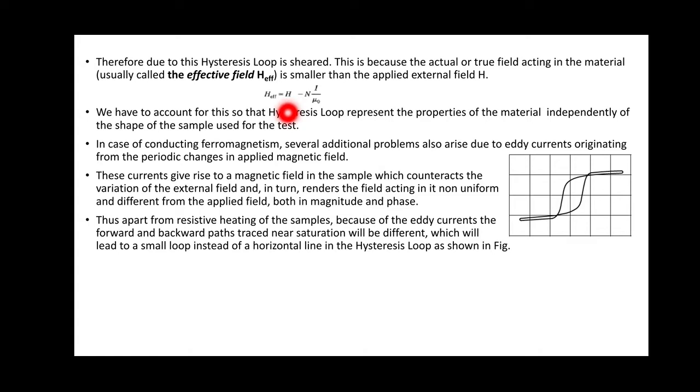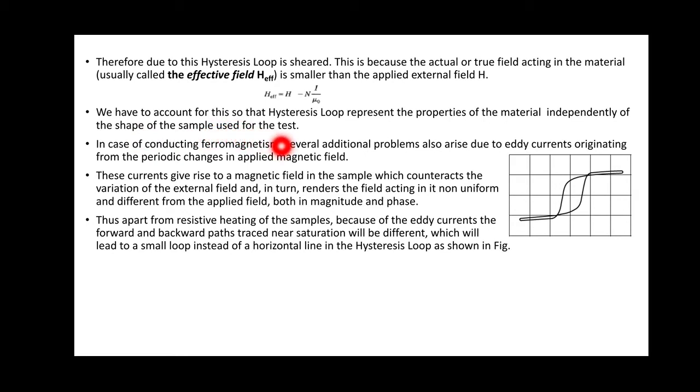So the effect of this is less because our applied field is diminished by some factor due to the demagnetization factor effect. So our curve is sheared. We have to account for this so that the hysteresis loop represents the properties of the material independently of the shape of the specimen used for the test.